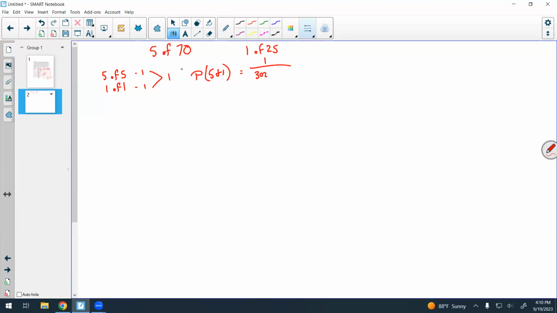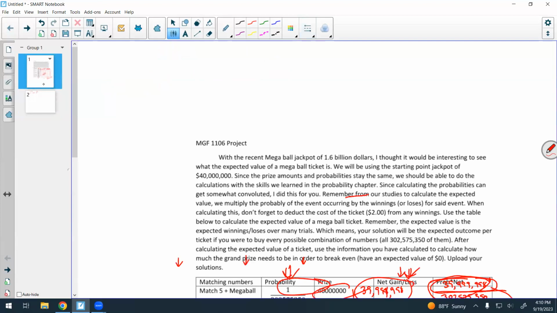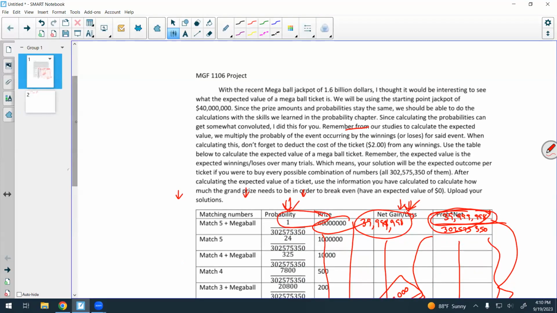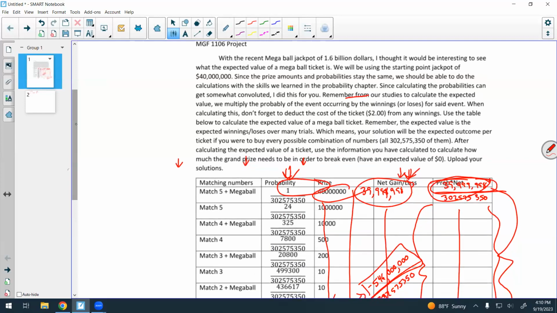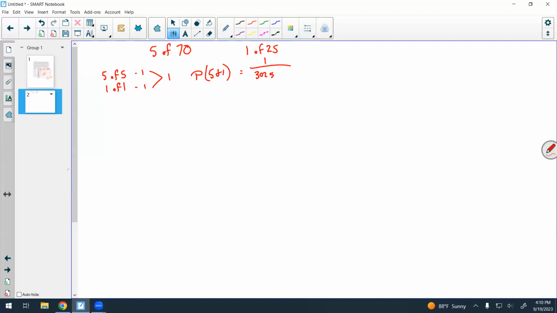Oh, I lost the number. Oh, we don't know that yet. That's why I lost the number. 575,350. I skipped a step. We didn't calculate the denominator.